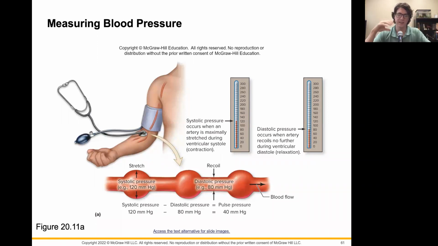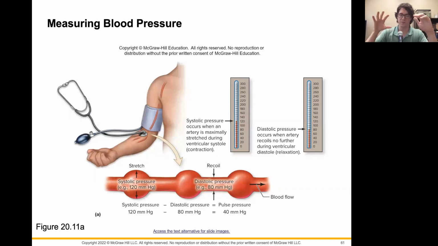Now, the reason we need this force, though, is because we need a pressure gradient. So we need a difference in pressure from one place to the next. That's what's going to cause the movement of the fluid in that direction. This is what's going to keep blood moving through the system. Now, it is measured in two numbers: the systolic pressure and the diastolic pressure.